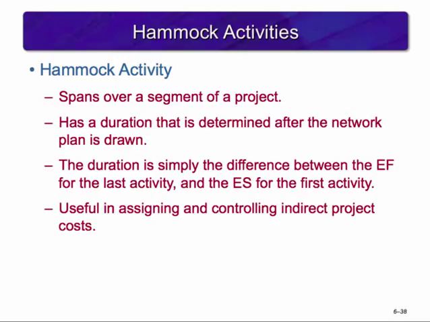For example, a special color copy machine is needed for a segment of a trade show publication project. A HAMMOCK activity can be used to indicate the need for this resource and to apply costs over the segment of the project. This HAMMOCK is linked from the start of the first activity in the segment that uses the color copy machine to the end of the last activity that uses it. The HAMMOCK duration is simply the difference between the early finish for the last activity and the early start of the first activity. The duration is computed after the forward pass and thus has no influence on other activity times. HAMMOCK activities are useful in assigning and controlling indirect project costs.